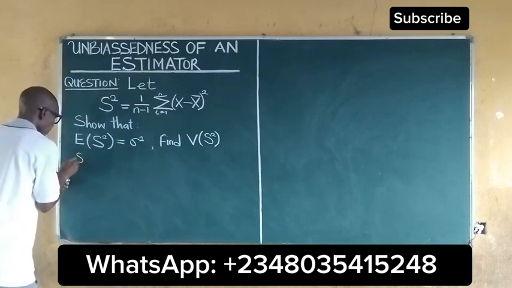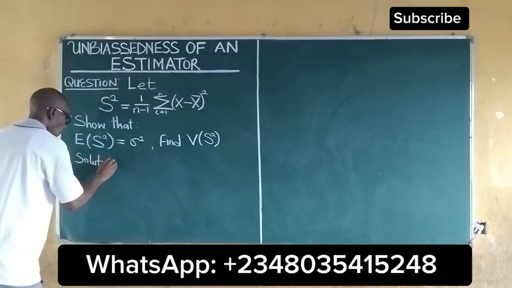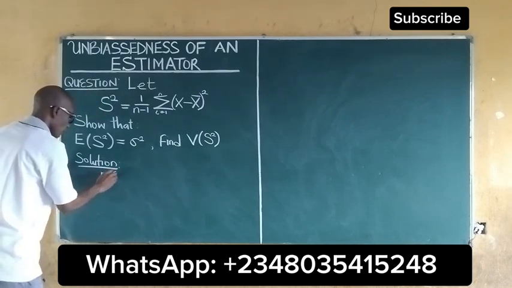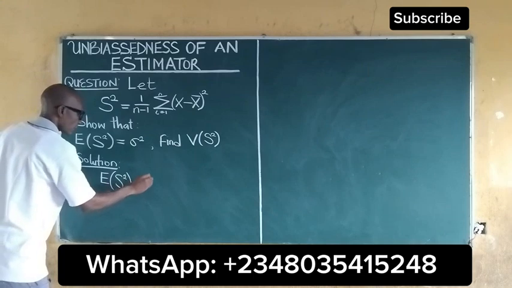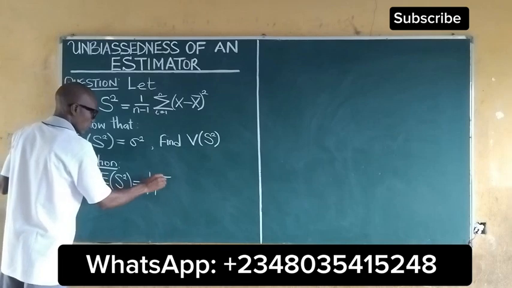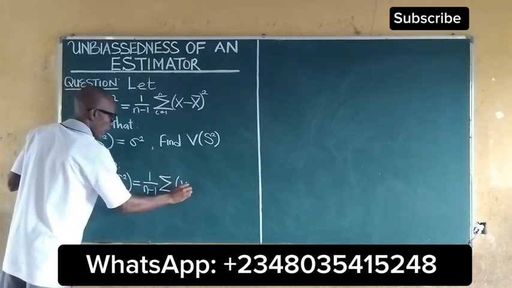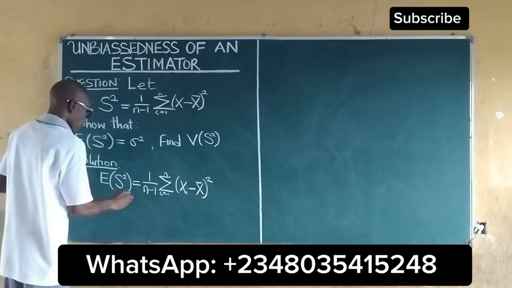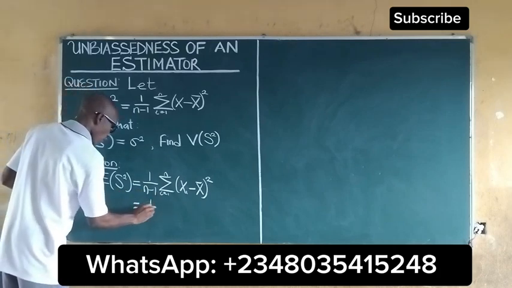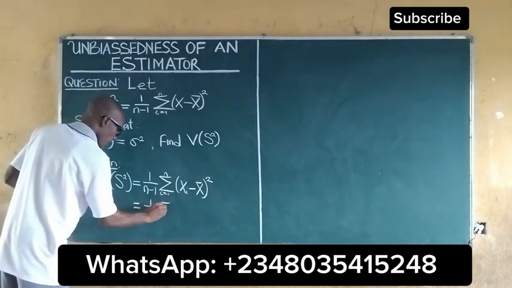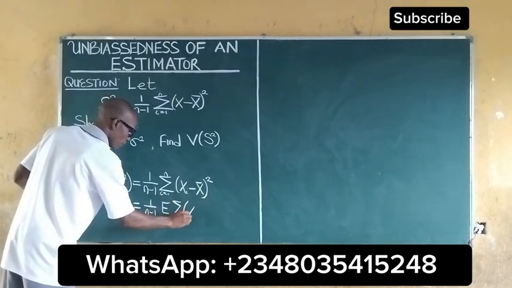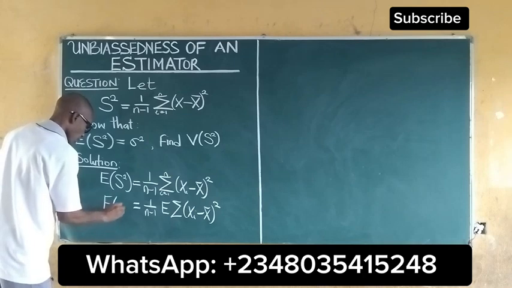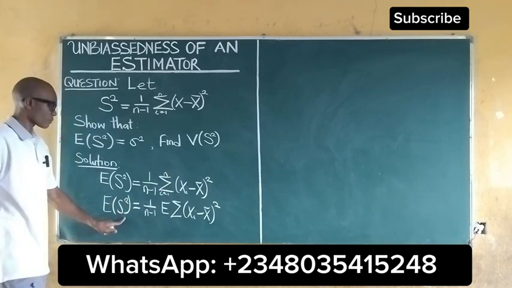Solution. Given this, the expectation of S squared, 1 all over n minus 1 summation of xi minus x bar all squared, where i ranges from 1 to n, is the same thing as 1 all over n minus 1 expectation of summation of xi minus x bar all squared.